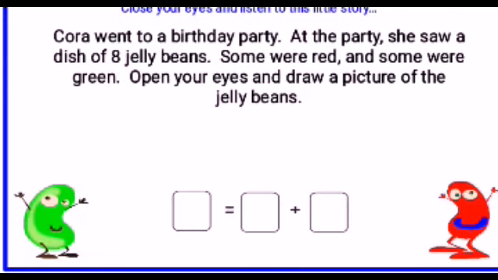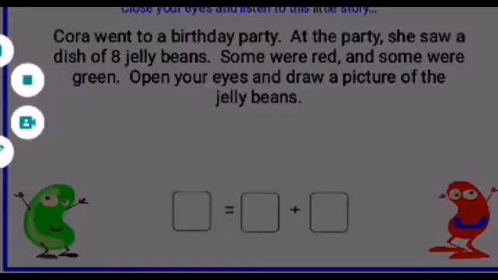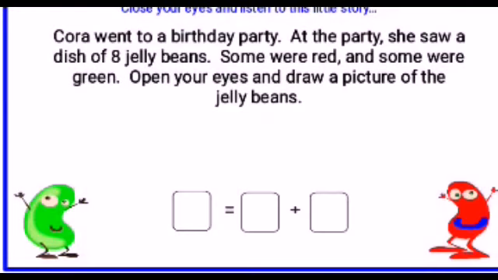Okay, close your eyes and listen to this story. Cora went to a birthday party. At the party, she saw a dish of 8 jelly beans. Some were red and some were green. Now open your eyes and draw a picture of the jelly beans. Some were red and some were green, and there were 8 jelly beans in total. Make sure whatever you're drawing doesn't exceed 8.